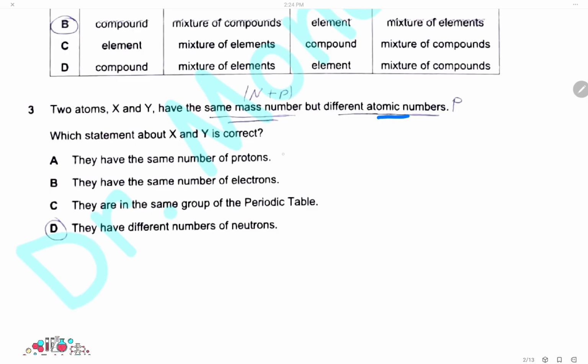They have the same number of protons. This is of course wrong. It is mentioned here that they have different atomic number. They have the same number of electrons. This is of course also wrong because the number of protons is equal to the number of electrons, so they have different electrons also. They are in the same group in the periodic table. This is of course wrong. They have a different number of neutrons. This is correct because if they have the same mass number but different protons, the number of neutrons is also different, so the correct answer will be D.